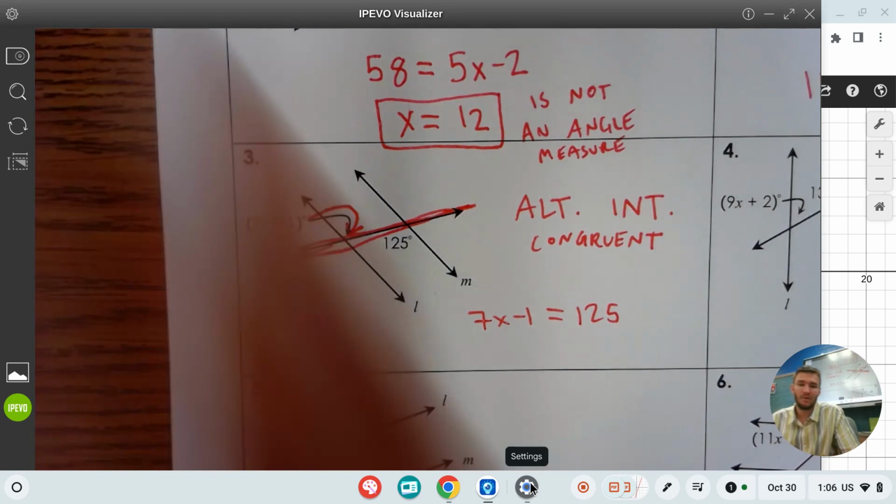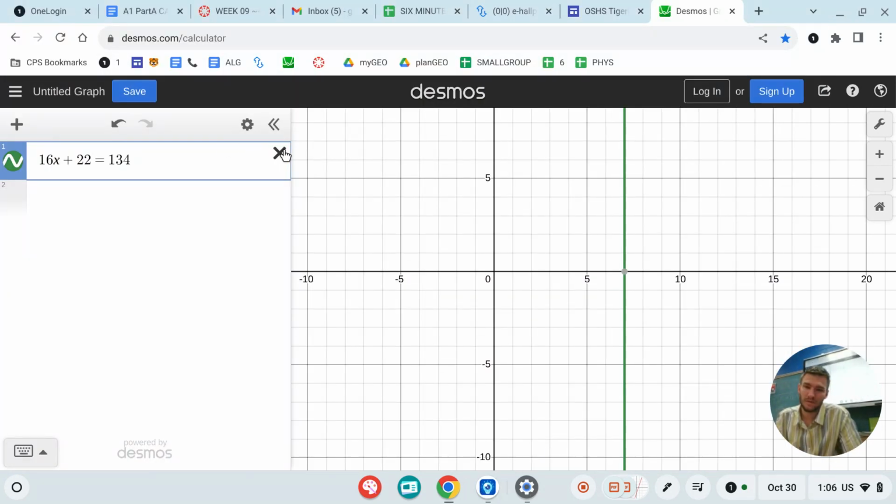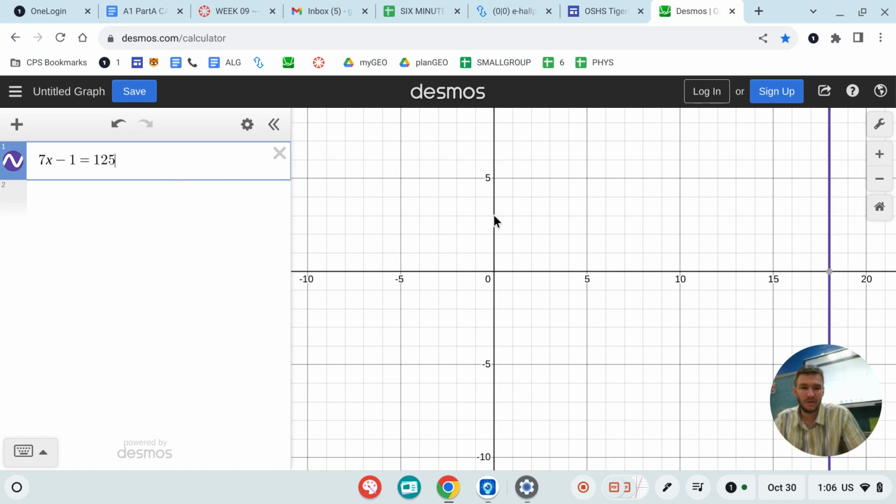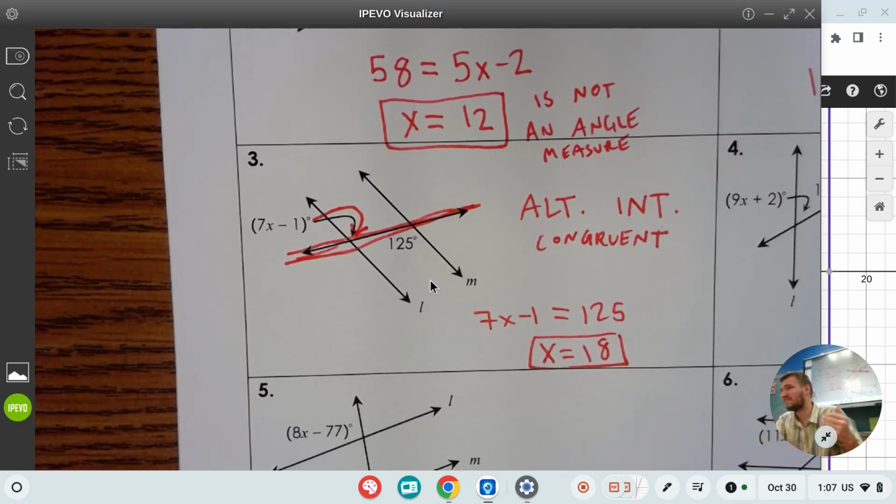We go to DESMOS. 7x minus 1 equals 125. Look around. I see 18. X equals 18. And great. So far, easy. Put an equal sign in the middle. Move on.